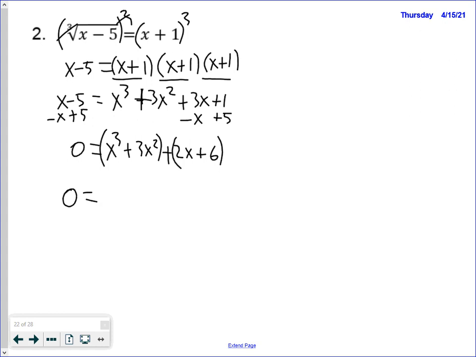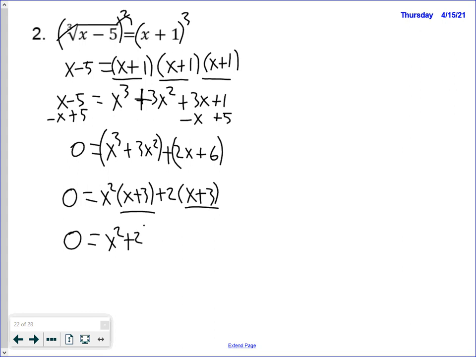The GCF of x cubed plus 3x squared is x squared. So I'm left with x plus 3. And the GCF of 2x plus 6 is 2. And I'm left with x plus 3 as well. And since what's left over is the same, factor by grouping works. So we get 0 equals x squared plus 2, what's outside the GCFs, multiplied with x plus 3.